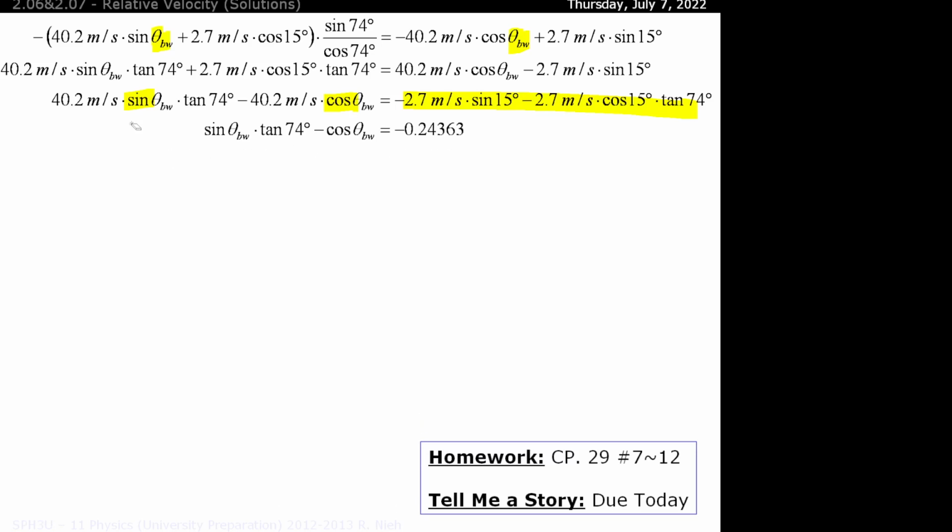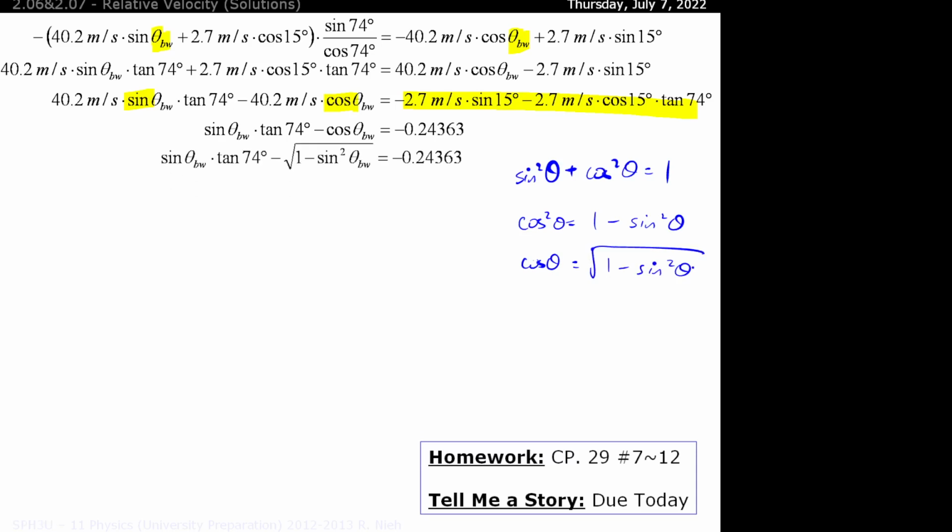The only way you can work this out is by using one of the trig identity rules, which is sine squared theta plus cosine squared theta is equal to 1. So if you isolate for cosine squared theta, that's equal to 1 minus sine squared theta, or cos of theta is equal to the root of 1 minus sine squared theta. I think that's what I did next. Yep, that's the exact move I did next.